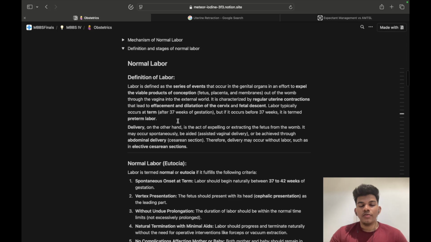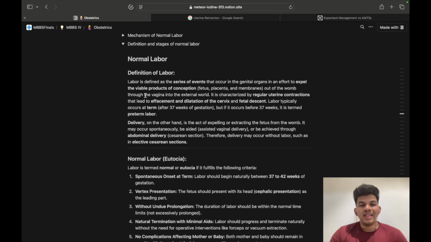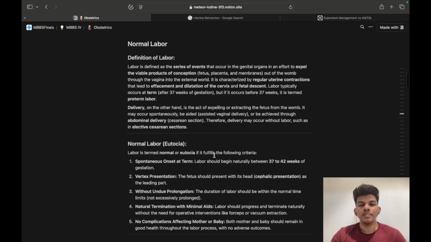So coming to the definition of normal labor. Labor is defined as the series of events that occur in the genital organs in an effort to expel the viable products of conception, which are the fetus, placenta and membranes, out of the womb through the vagina into the external world. So these three things are expelled out of the womb, and this process happens with a series of events, and that is labor.